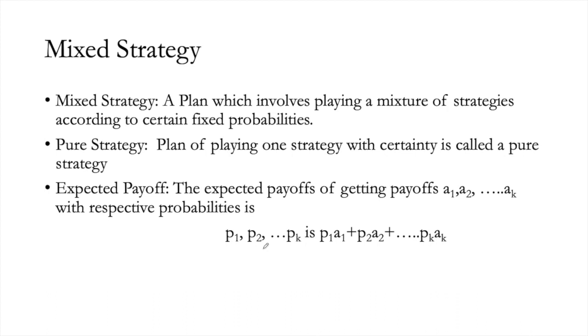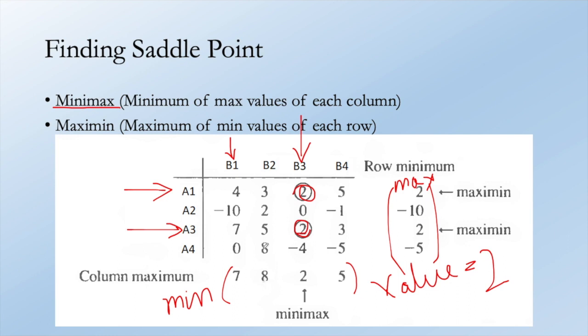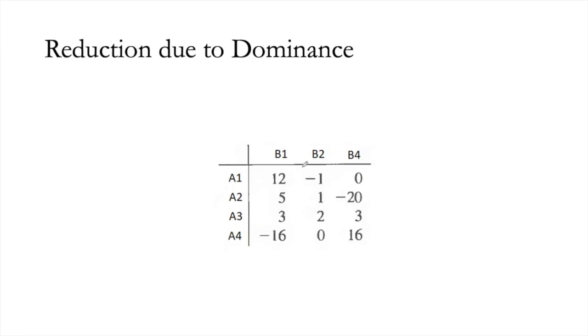A pure strategy is a plan of playing one strategy with certainty. In the last case, when we had a saddle point, for Bob there is a pure strategy, B3. So Bob will only apply that rationally.